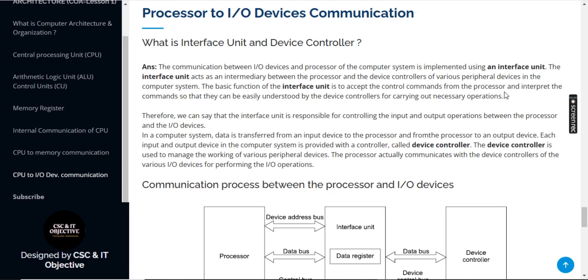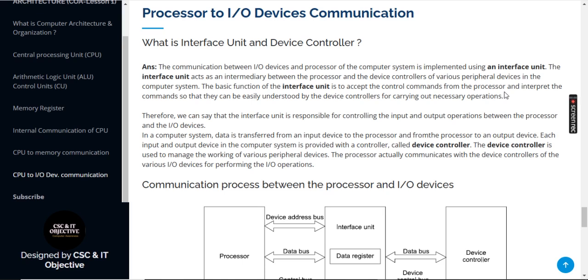The basic function of the interface unit is to accept the control commands from the processor and interpret the commands so that they can be easily understood by the device controllers for carrying out necessary operations. Therefore, we can say that the interface unit is responsible for controlling the input and output operations between the processor and the input-output devices.